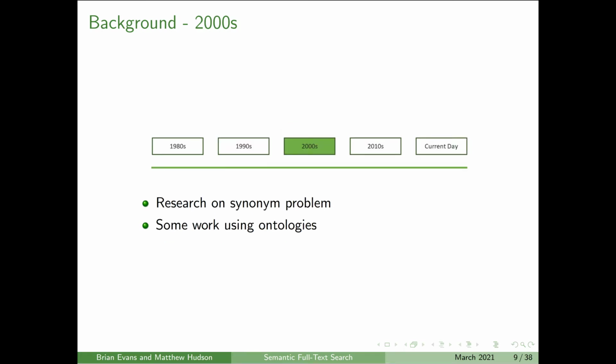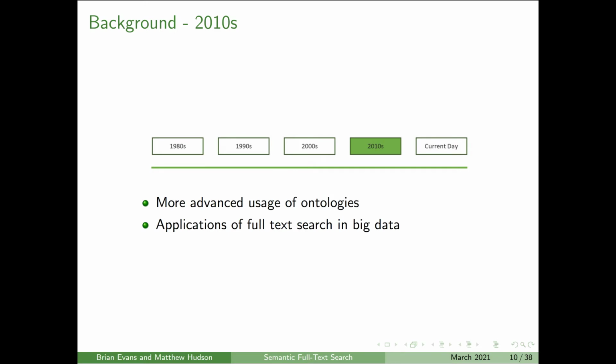In the 2000s, there was much research into solving the synonym problem. It was found that online search engines such as Google could be improved by implementing systems which categorize synonyms and provide context to searches. Some work on the use of ontologies was published during this time. During the 2010s, ontologies became more predominant in improving the performance of full-text search, that is, using facts databases to query more efficiently. There was also work done on improving how full-text search algorithms dealt with word suffixes.